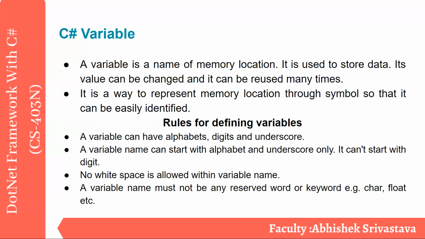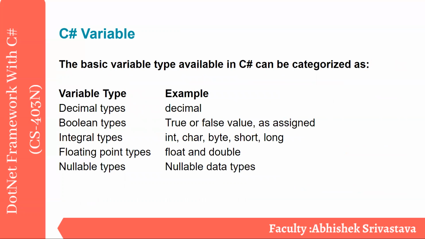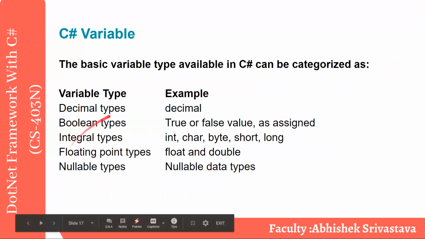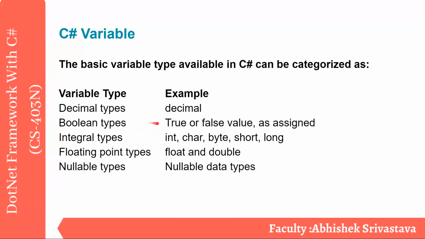All right. Now, variable types. We have different types of variables. We have decimal type, in which we have a decimal number. We have Boolean type variable, which has a true or false value. All right. We have integral type. In integral we have int, char, byte, short, long. Then we have floating point, float and double. Then we have nullable type, null values.